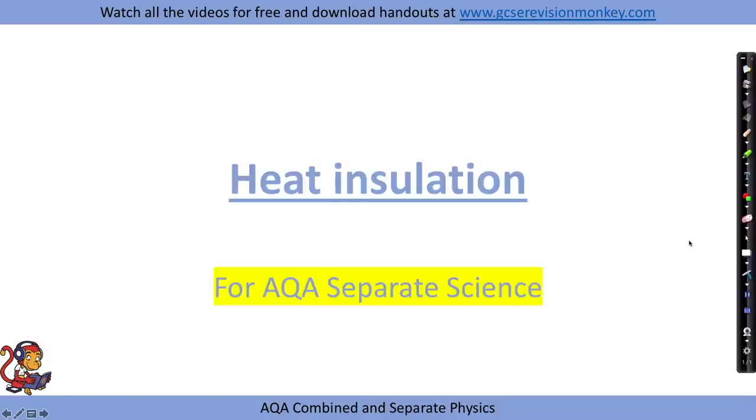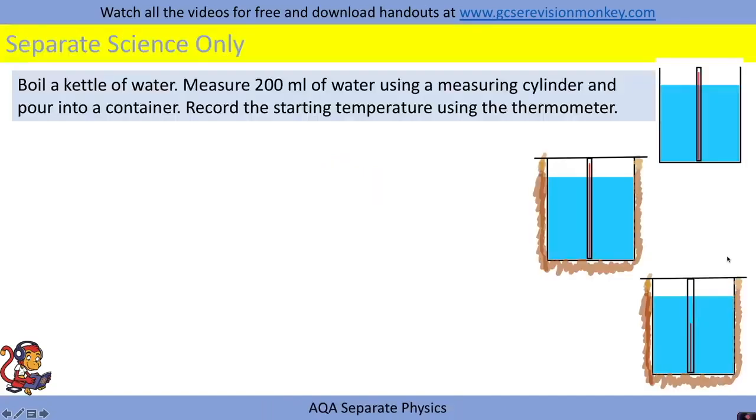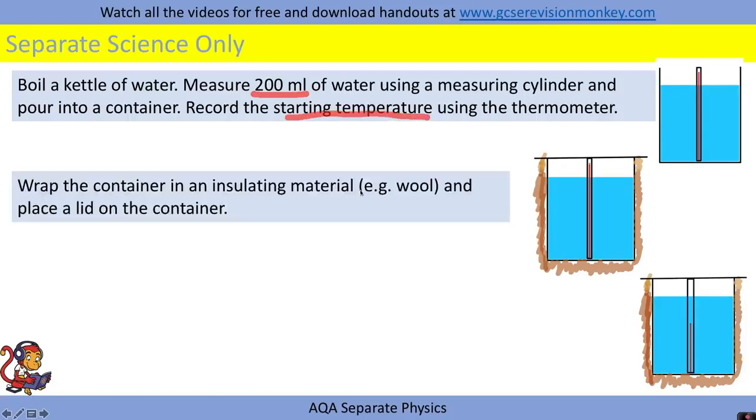Heat insulation required practical, and this required practical is for separate scientists only. So to start off, we'd boil some water and then we'd measure, for example, 200 mils of water using a measuring cylinder and pour it into a container. We'd record the starting temperature using the thermometer. We then wrap the container in an insulating material, for example wool, and place a lid on top of the container.